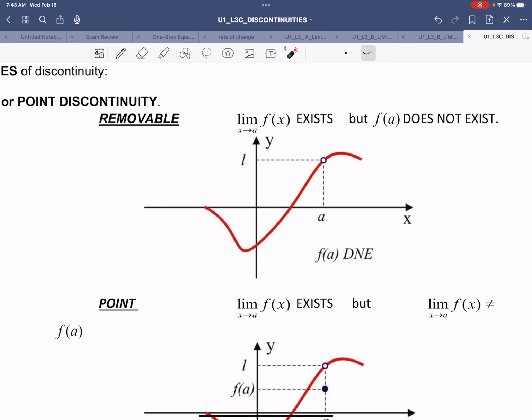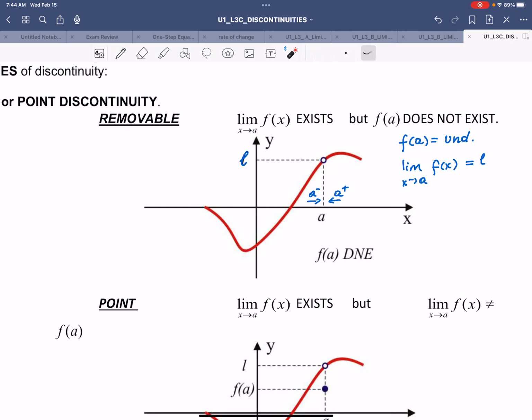Now, as you can see, in a removable discontinuity, the limit of the function at x equals a exists. And that is because when we approach a from the left or the right-hand side, the estimated values of y would be equal to the same number, which we are calling the number L. However, the function is undefined at a, which means that f of a is undefined, but the limit as x approaches a of f of x exists.